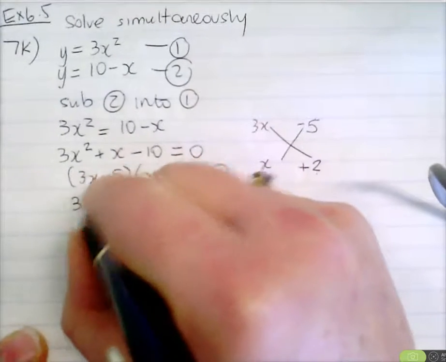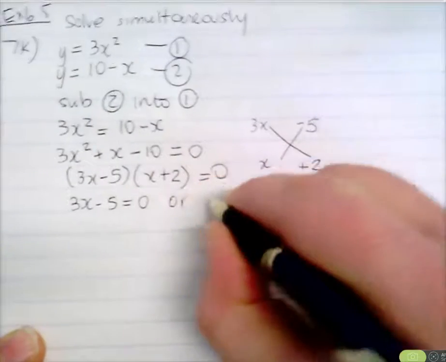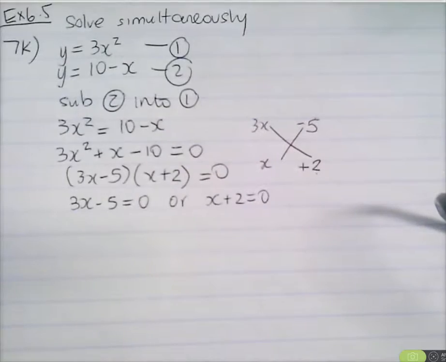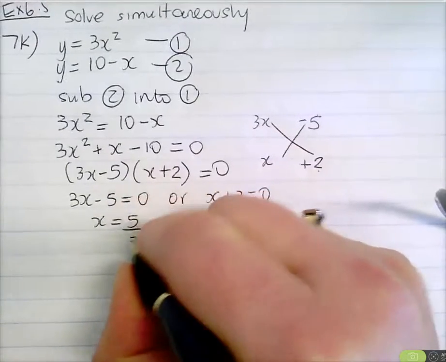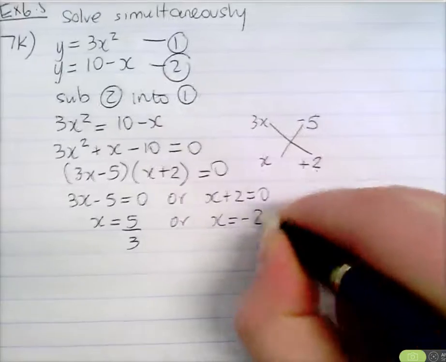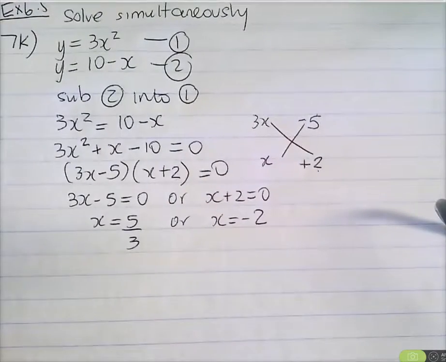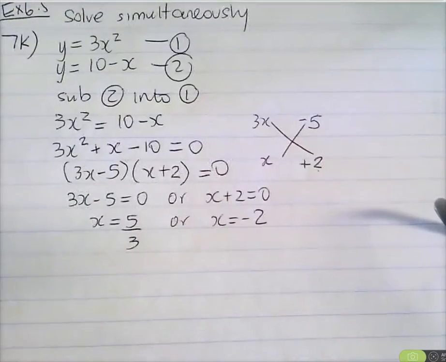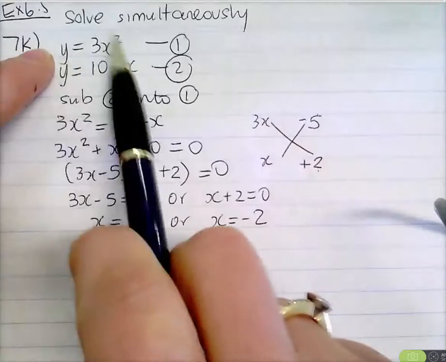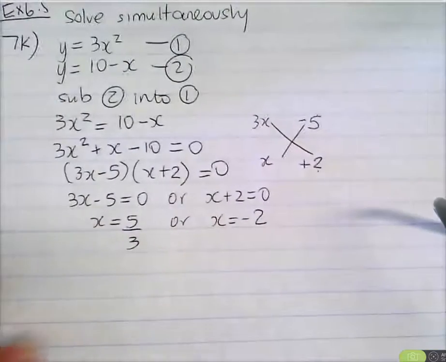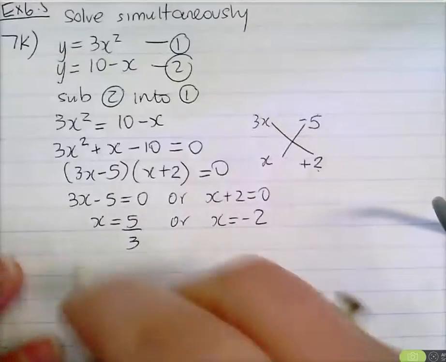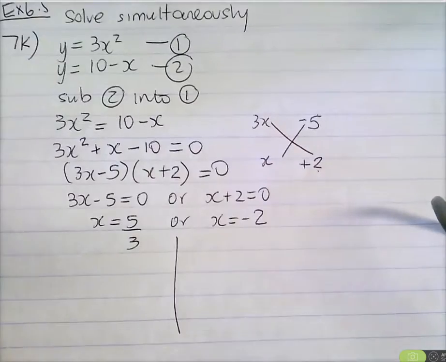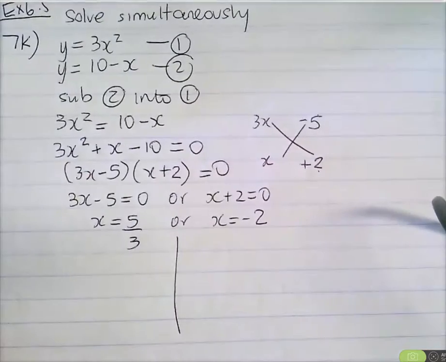So solving these, we've got 3x minus 5 equals 0, or x plus 2 equals 0, which means that x is 5 on 3, or x is negative 2. Now, I think that's where I stopped yesterday. When you solve simultaneously, girls, we've got to solve for x and for y. That's why we've got 2 equations with y and x. You have to solve both x and y. Yesterday I stopped there. So now there will be a separate solution. When x is 5 on 3, we'll get something for y. And when x is negative 2, we need to work out what y is as well.